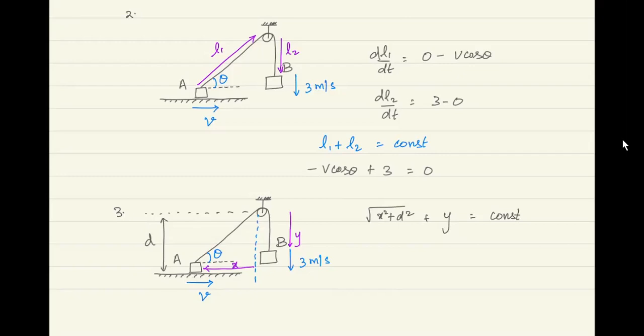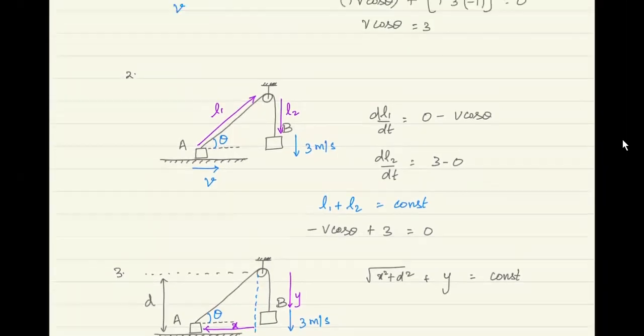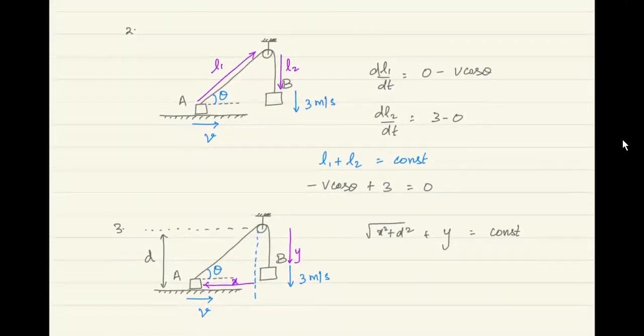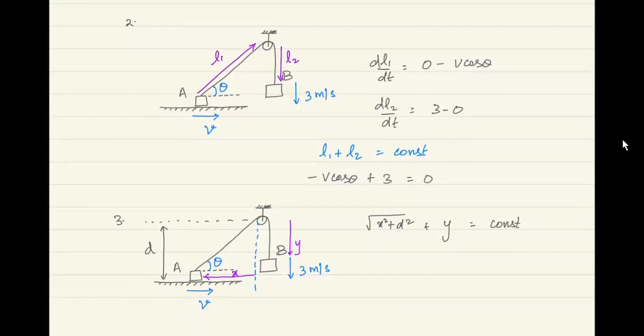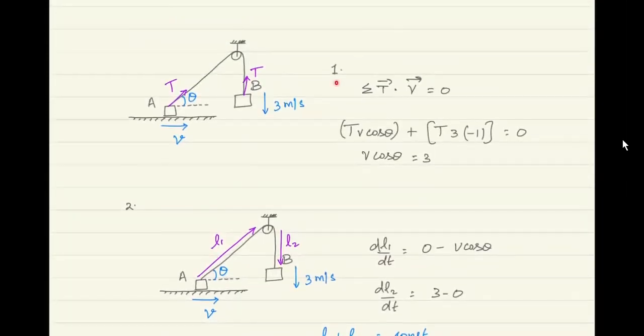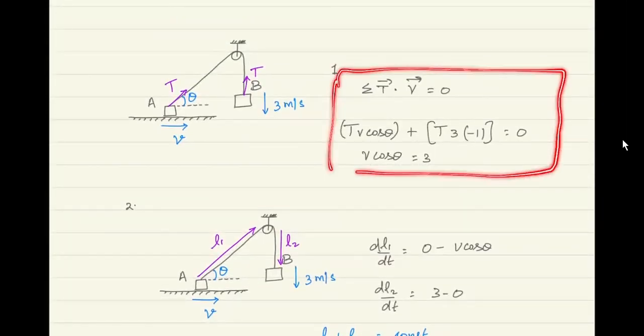and differentiate this relation with respect to time on both sides. This is the third way of relating. The third method and the first method are what you will generally find in books. Second method, some teachers will be teaching you how to relate it using dl1 by dt. My personal favorite is using summation t dot v. It gives you the relationship very quickly to relate the velocities of the moving objects when you have inclined strings.